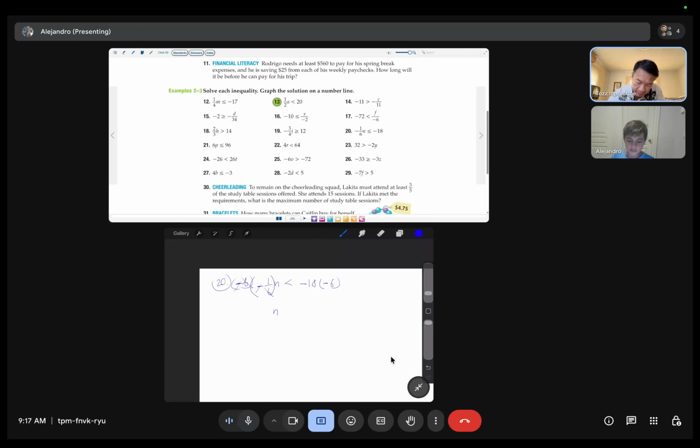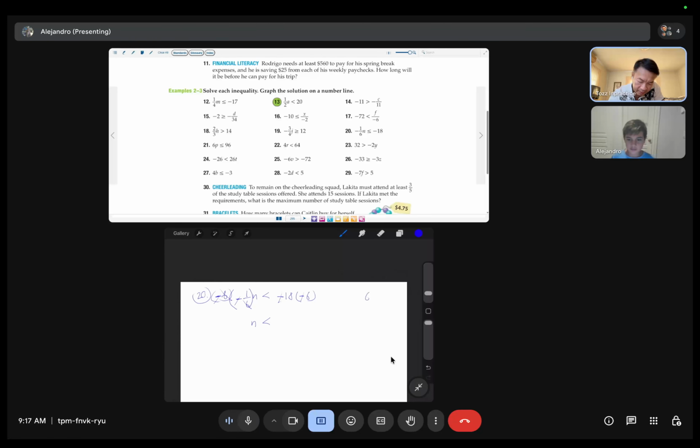So 6 cancels with the 6. But then you get a positive number, negative times negative, positive. That's a 60 and a 48. That's going to be 148. 108, sorry. Double check. Yeah. Okay. And then graph it below. Open dot, 108, and shade this direction. Since the variable, the n, is on the left side of the inequality, you can shade the exact same direction.